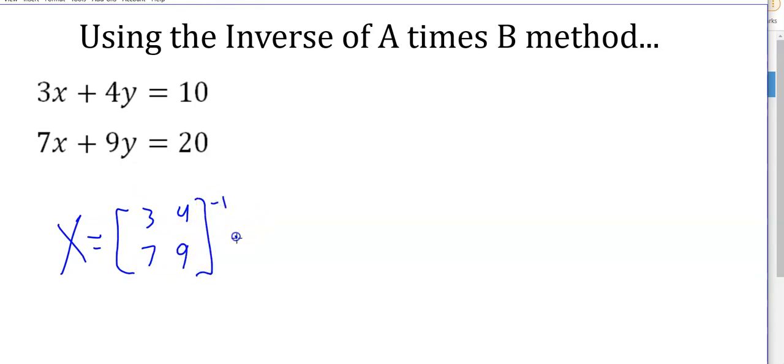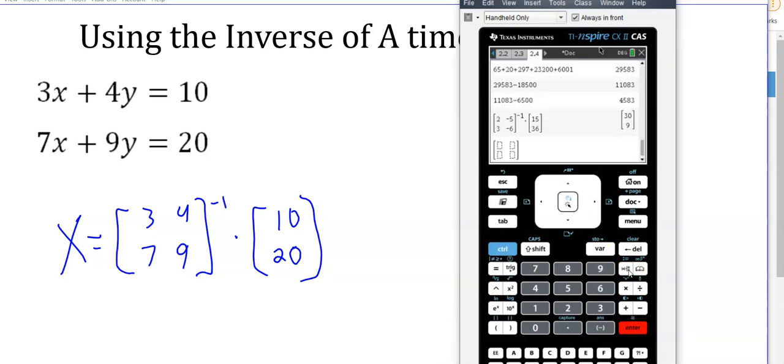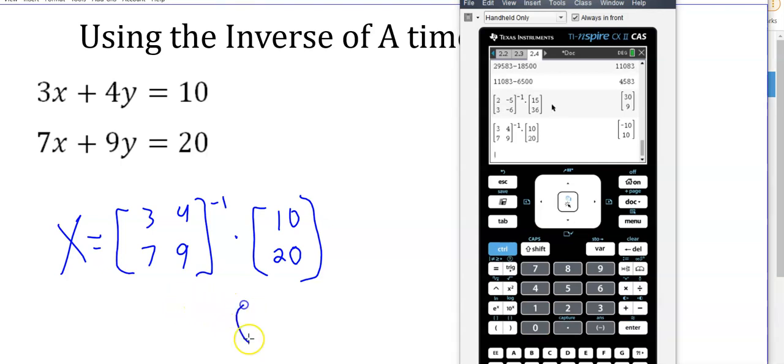To the negative 1 power, which means inverse, times the constant matrix, which is 10 and 20. So that's the inverse of A times B. And then you just type this in, right? So 3, 4, 9 to the power of negative 1 times 2 by 1, 10, and 20. And we get an answer of negative 10, comma 10 for x and y.